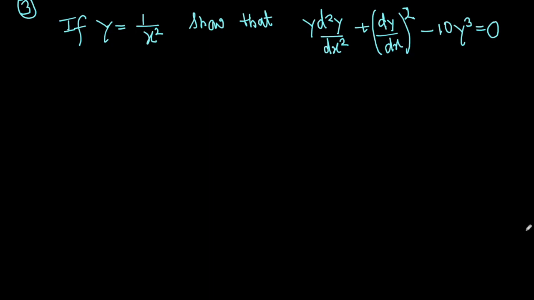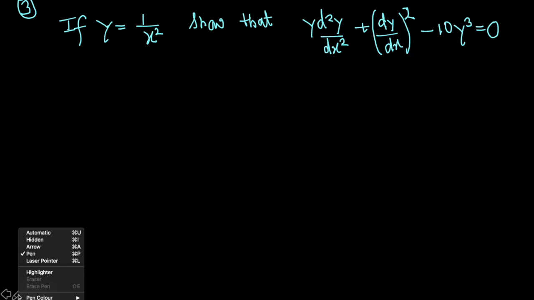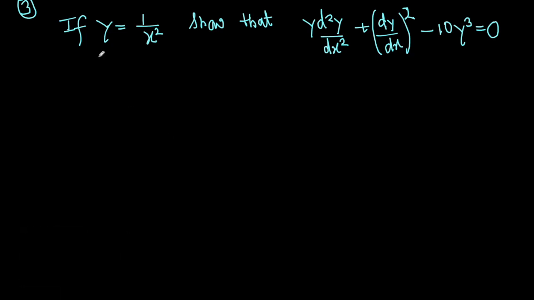So here we have to prove. Now this might be a new question to you, but it's very easy. You are given the function and you have to prove that this will be equal to 0. We know the value of y. We have to find the first and second differentiation, put them here, and if it gives you 0, then it is proved.